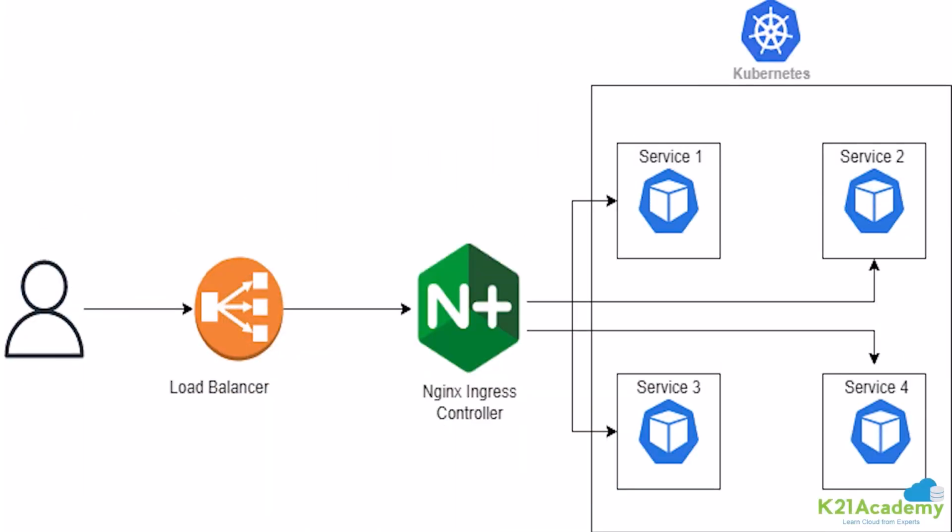Ingress controller is used if you have multiple applications and you want to route the traffic across those different applications. Then you can configure the Kubernetes ingress controller there. So that's the purpose it is used for.